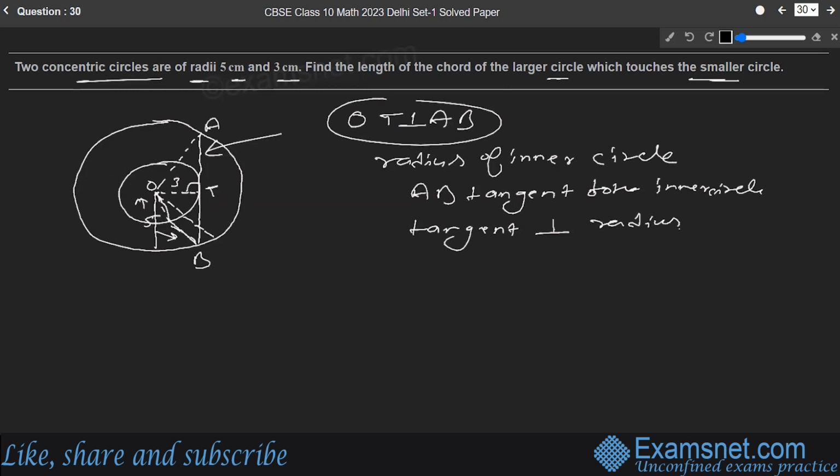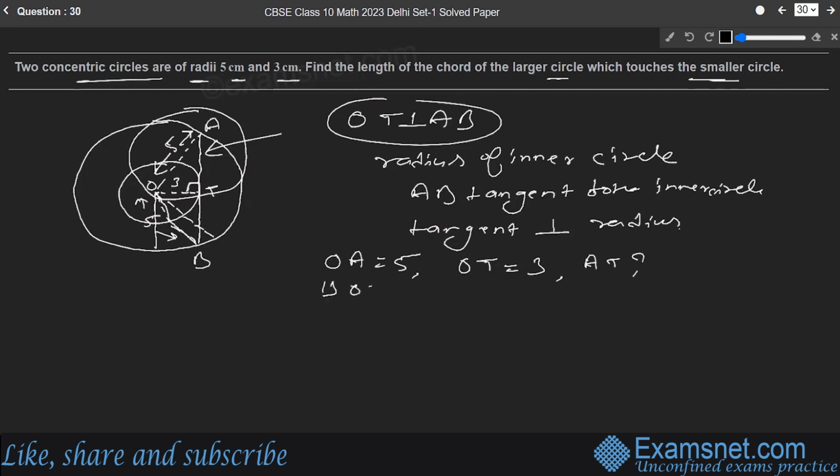Now we can see triangle OTA. In this triangle OTA, OA is the radius of the outer circle, that is nothing but 5 centimeter. Similarly, OT is the radius of the inner circle, that is nothing but 3. We are supposed to find out AT, and we can find it using this. So this is a right triangle as OT is perpendicular to AB.